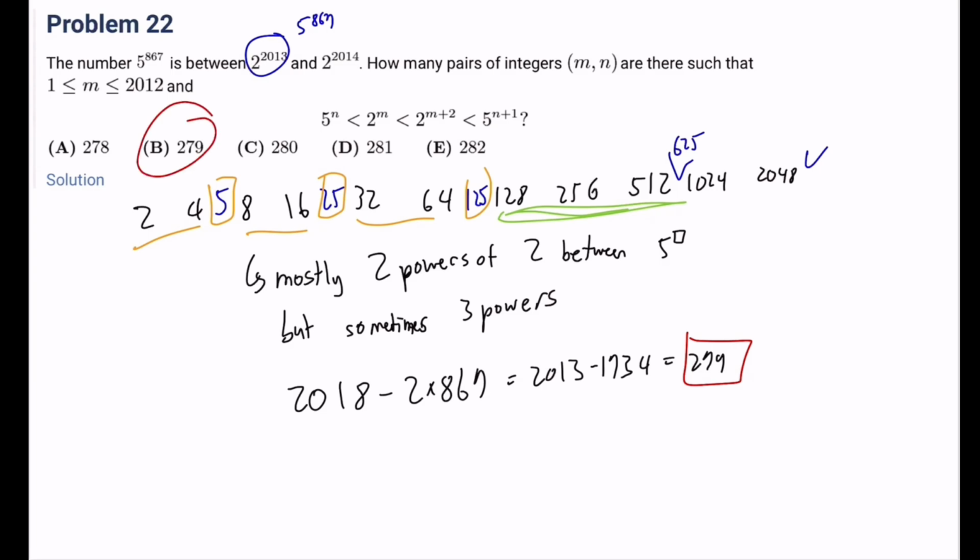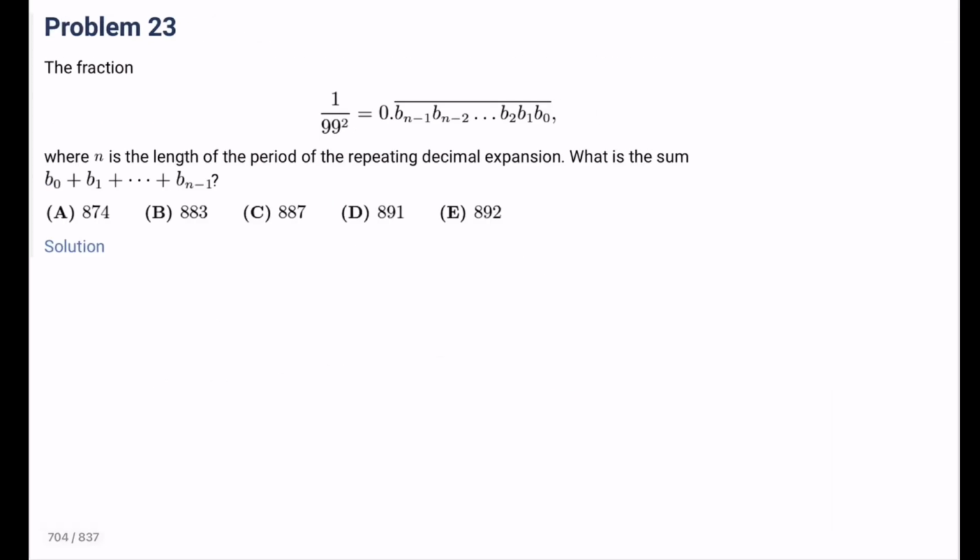It's B. Number 23, the fraction 1 over 99 squared equals 0.b0b1 all the way to bn minus 1, where n is the length of the period of the repeating decimal expansion. What's the sum b0 plus b1 all the way to bn minus 1? Okay, so there isn't really any other way to do this. So it's just going to be, we have to actually calculate 1 over 99 squared. So first of all, we'll just divide 1 by 99. We know that this is just equal to 0.010101 like that.